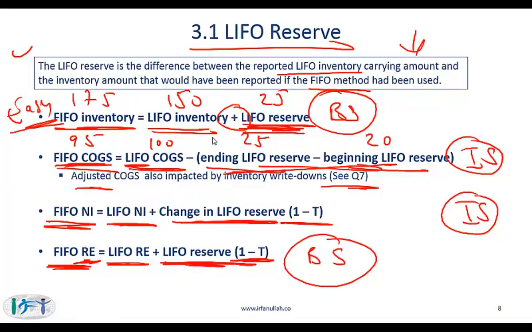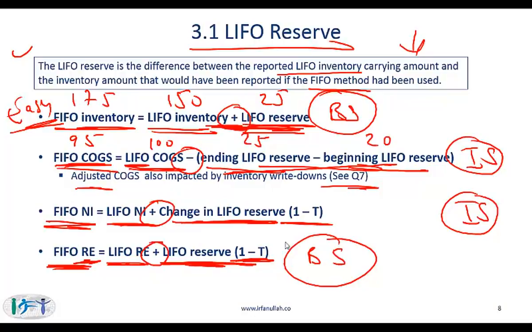Hopefully you recognize the fact that in an environment of rising prices, which is the typical environment, FIFO inventory is going to be more than LIFO inventory. So that's why you have a plus sign. You also recognize that in the typical environment where prices are rising, FIFO COGS will be lower than LIFO COGS. So that explains the minus sign. FIFO net income is going to be higher. So that explains the plus. If net income is higher, then retained earnings will also be higher. So that explains the plus.